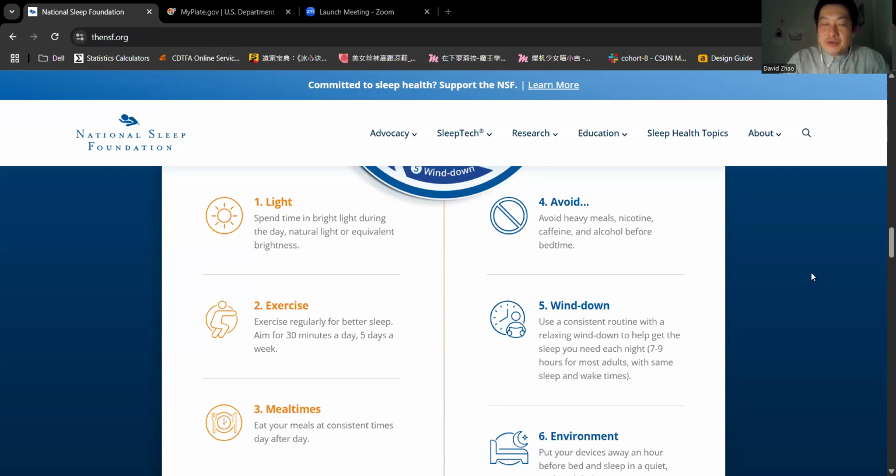As we briefly mentioned before, there are six vital components to proper sleep hygiene: number one, light; two, exercise; three, meal times; four, things to avoid; five, wind down; and six, environment. So today we'll be specifically tuning in on mealtime, or meal times.